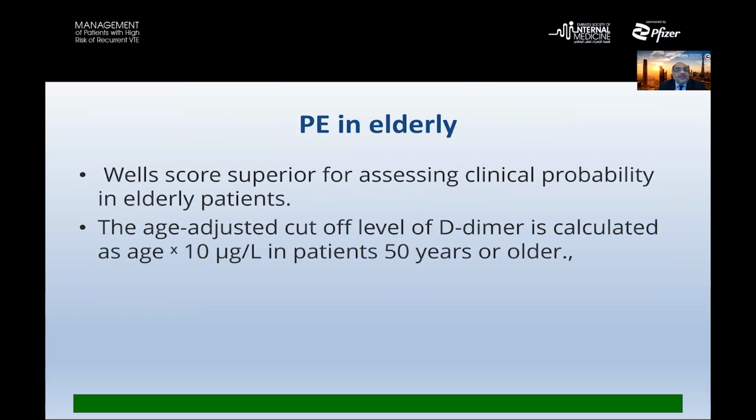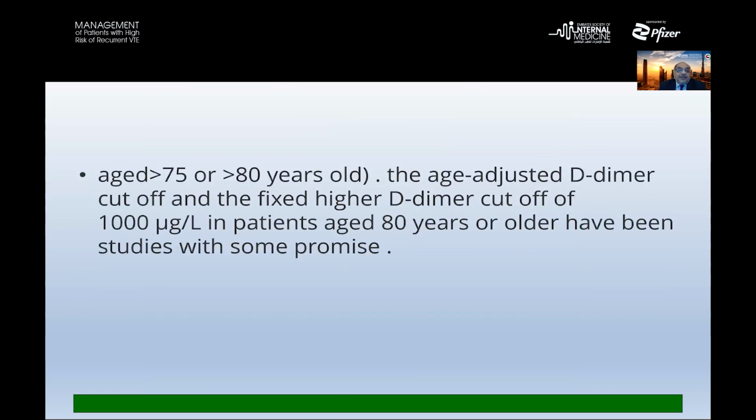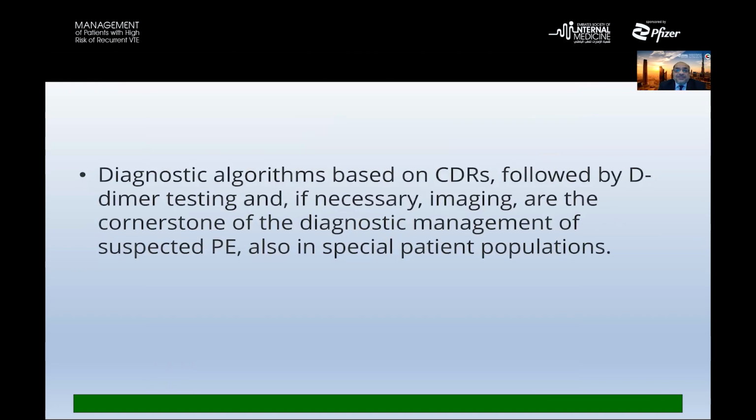So you have to go for the PE, VQ scan, age adjustment D-dimers, and then have to see. And above 80, age adjustment D-dimer is important. D-dimer of more than 1,000 is important, but again, it's the CT, PE, and ultrasound. And as I started, I will end. In the beginning, it was a mystery, and at the end, it's a mystery.